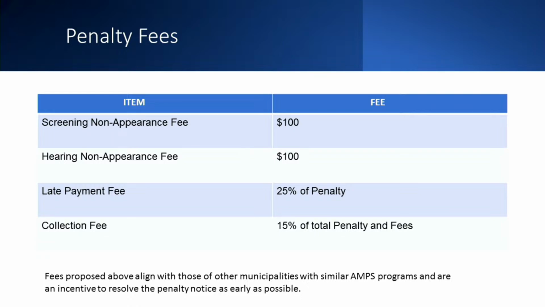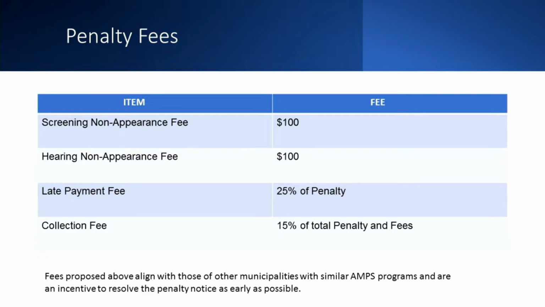The proposed fees that are listed here are in line with other municipalities as well as our partners in Waterloo and Cambridge. Penalty fees are imposed as an incentive to resolve the penalty notice as early as possible. Staff are recommending a screening/hearing penalty fee of $100. This would be applied when an individual has booked a meeting and failed to show without any advance notice or rescheduling. Staff are also recommending a late payment fee of 25%, which would be added if someone completely ignored their fine. The 30 days has passed and they've neither paid or requested a screening.